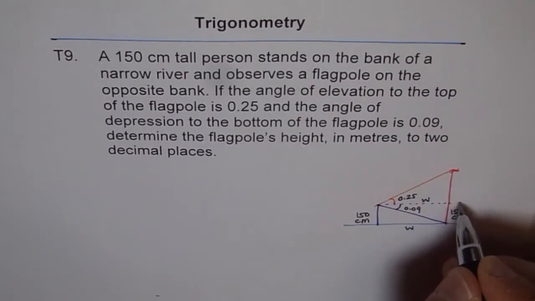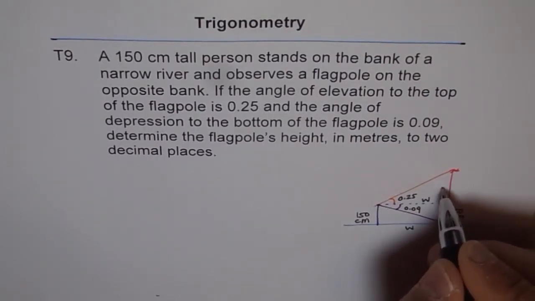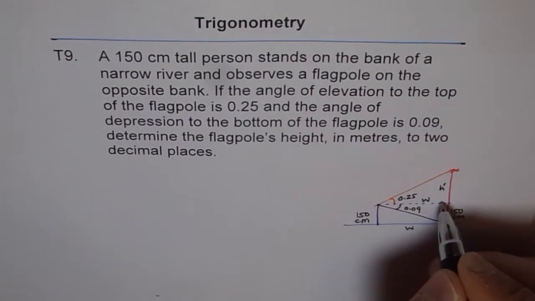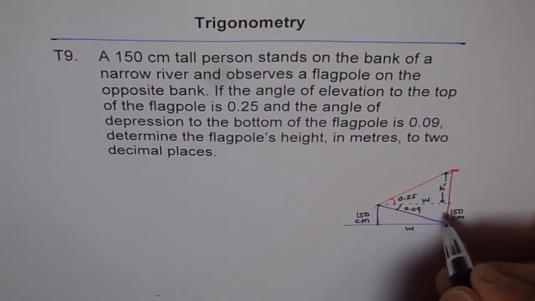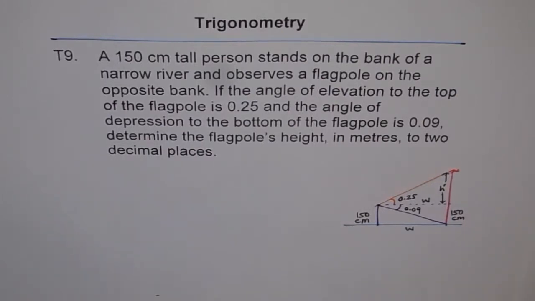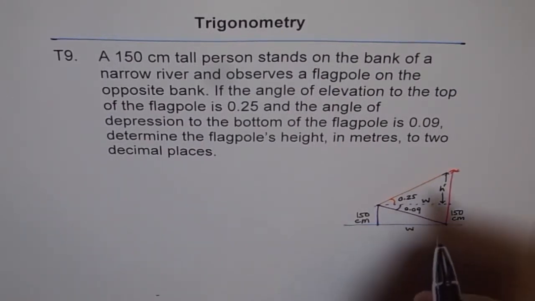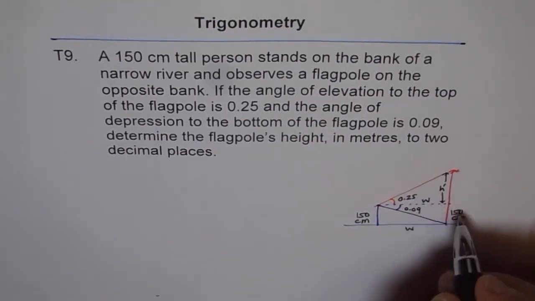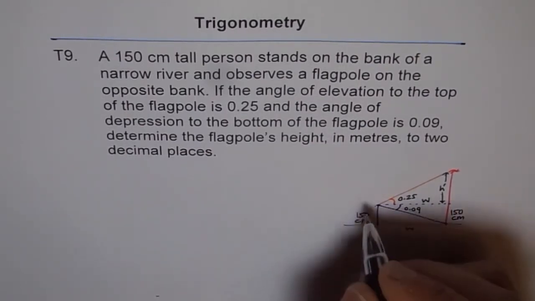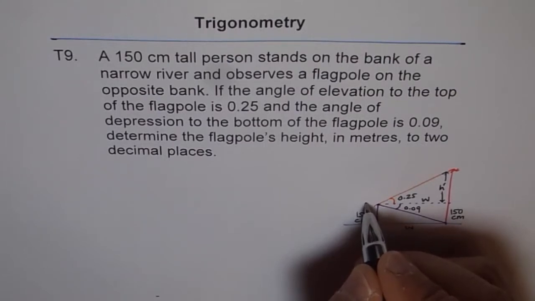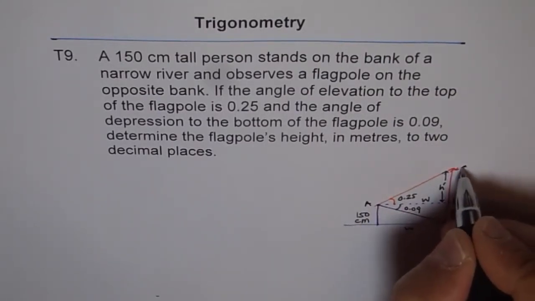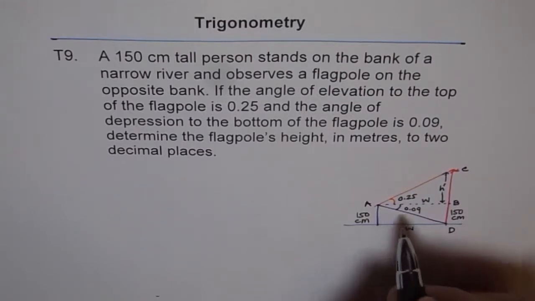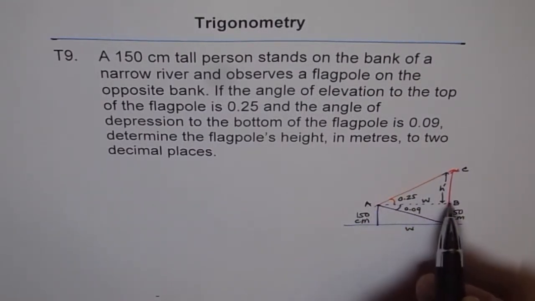Now, let's say total height is h, and let's say this height is h1 from here to here. So we'll add 150 centimeters to get the total height of the flag. Now what we can do is solve this bottom part. Let's say this is the person at A and this is our B, and this point is C and this is D. Then let's consider the triangle ABD.